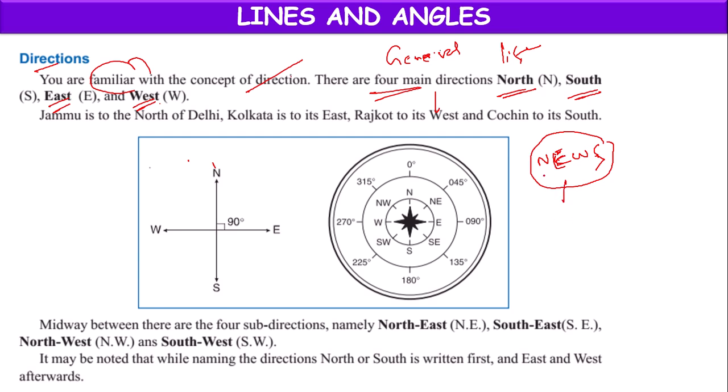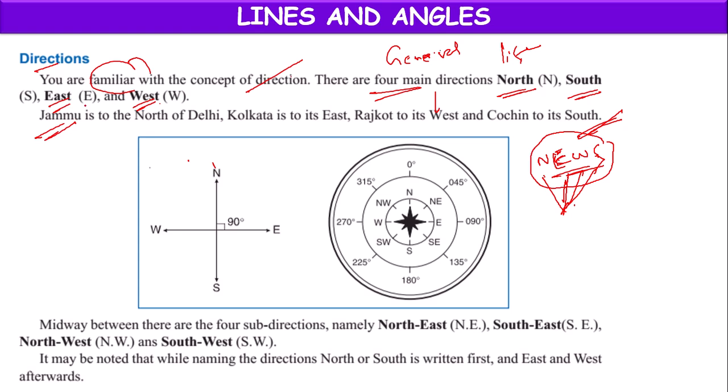So news means it's a word which collects information from all directions of the world, from all parts of the world. With that meaning, they have framed a word called news. This news word is mainly derived from the directions.